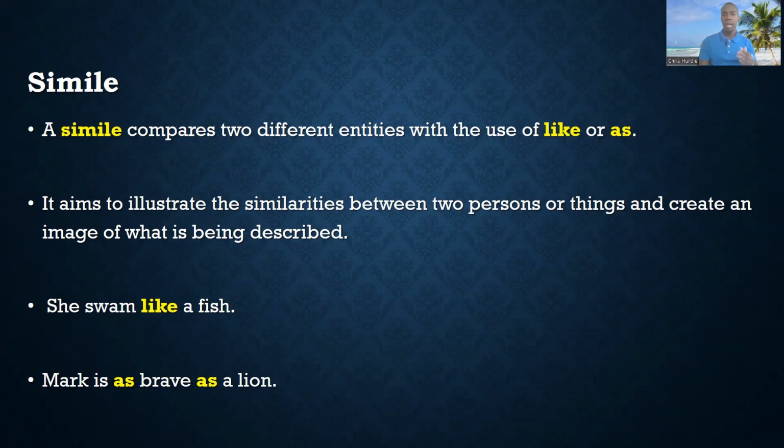right? And Mar is as brave as a lion. Once again, we have two entities, Mar and lion, and they're being compared on their courage, right? So when we say Mar is as brave as a lion, you know, a lion is a beast, right? A very ferocious animal. So if we're saying Mar is as brave as the lion, then we are giving persons an idea of how brave Mar is, right? That he's basically fearless.